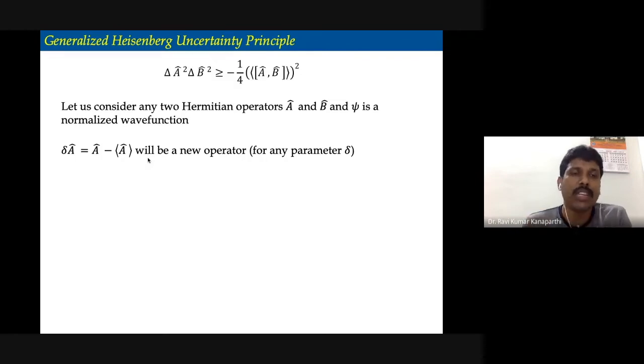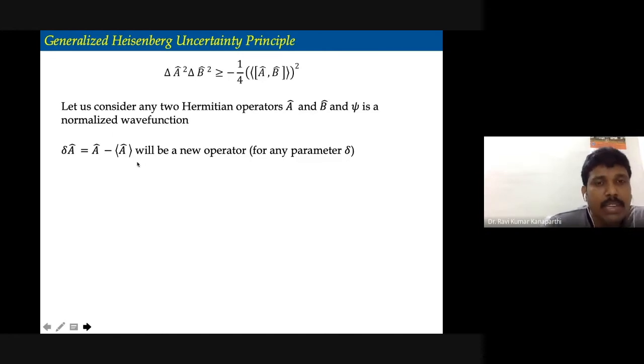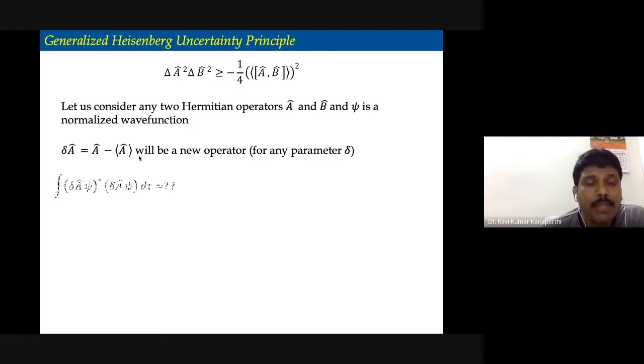A is actually my Hermitian operator. Now from that Hermitian operator, I am subtracting the expectation value of A itself. So that basically is going to be a new operator, isn't it? So I'm defining delta A as nothing but A minus the expectation value of A, which is a new operator for any parameter delta. Now, I just wanted to evaluate what this quantity is.